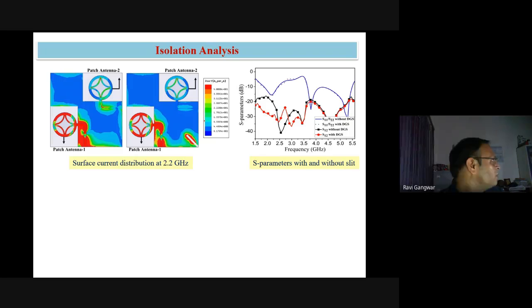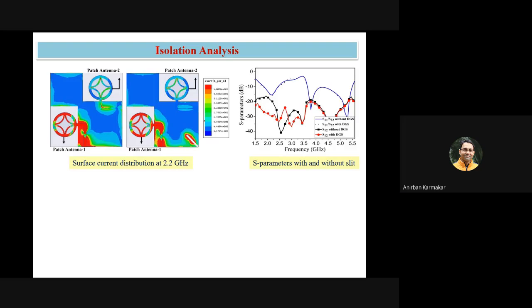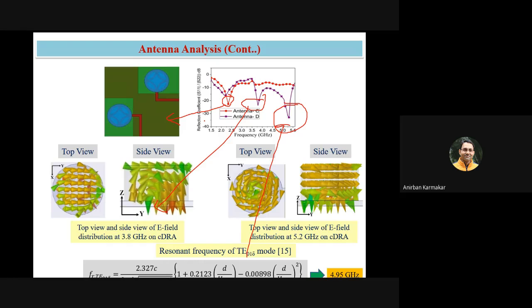Then, sir, I just want to ask you another question: which software will be better in view of simulation of MIMO antennas, HFSS or CST? What is your opinion and why?